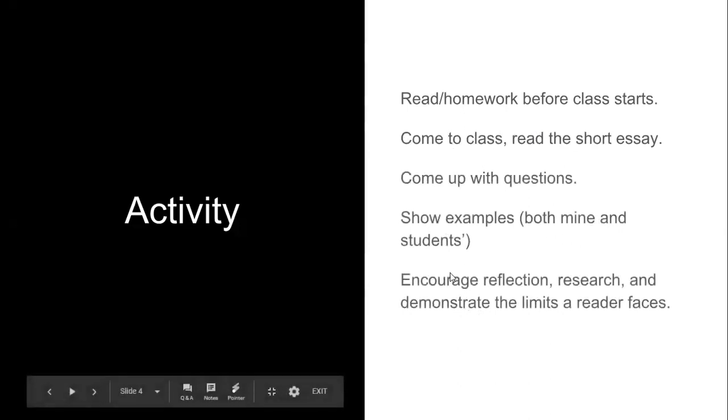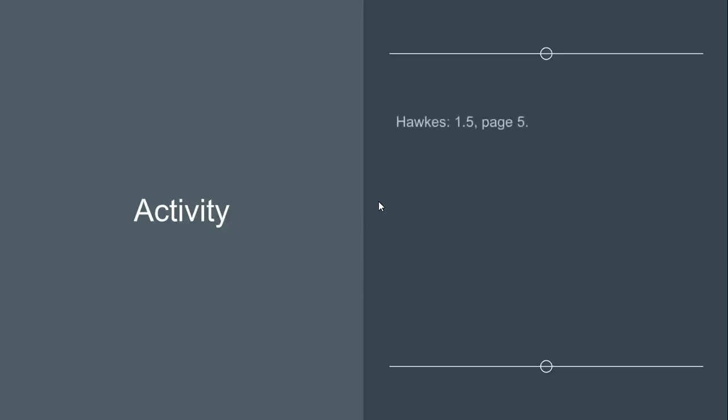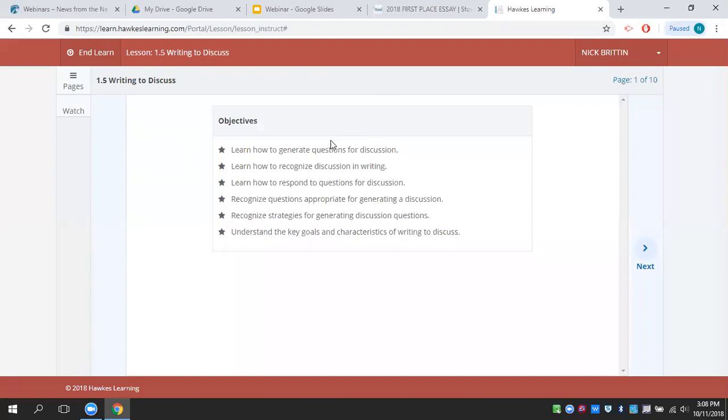And so we'll go through this. This is just sort of a basic overview. And then it encourages those things, the reflection, the research, demonstrates the limits of reading. So if we go to Hawks, I'm going to exit out of here and take a peek at precisely what Hawks is looking like.